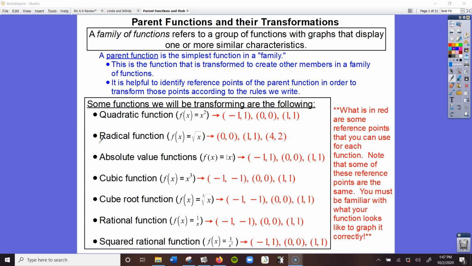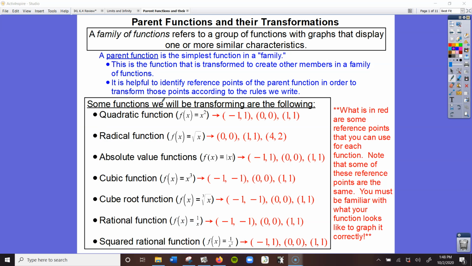If we're looking at the radical function or a square root function, that would just be the square root of x. So the parent function has no other numbers, right? So there's no translations, there's no reflections or dilations, which are our transformations.